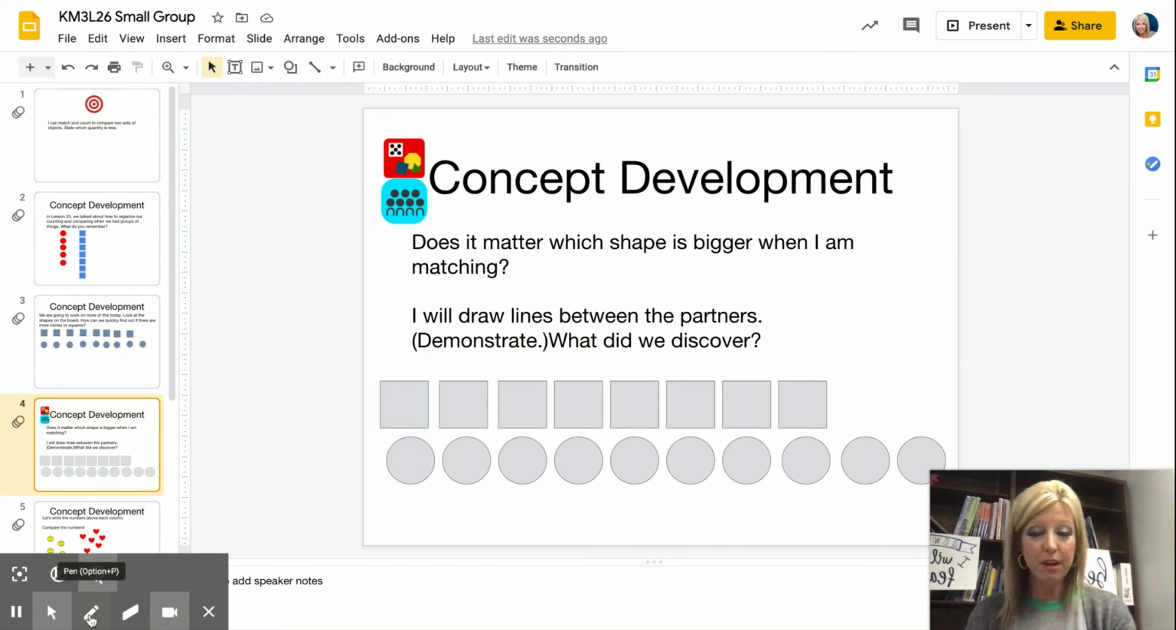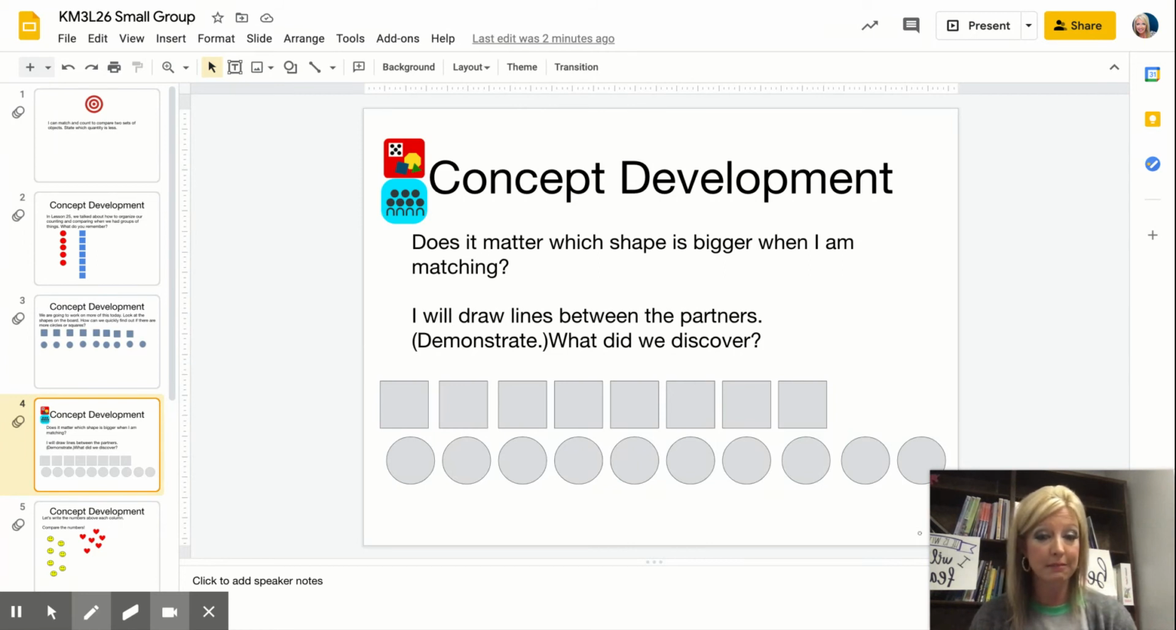Here's another model that we have. When we're looking at these, we already have our squares and our circles lined up for this one, but does it matter which shape is bigger if I'm just trying to see which one has more or which one has less?